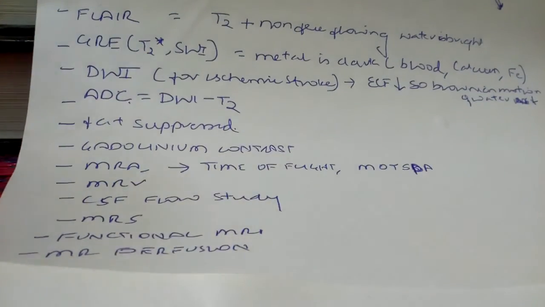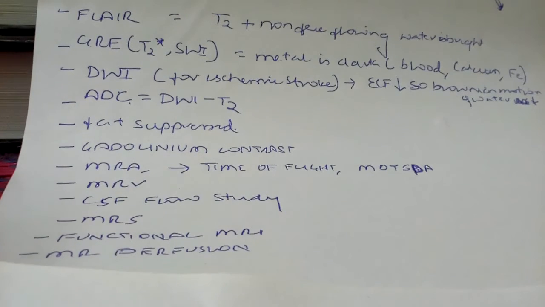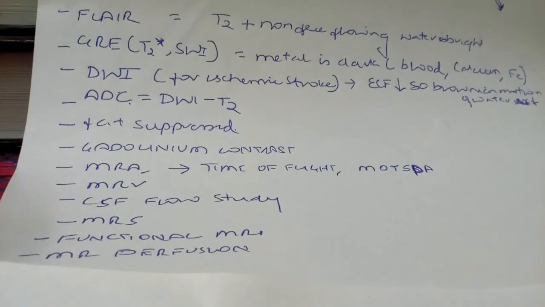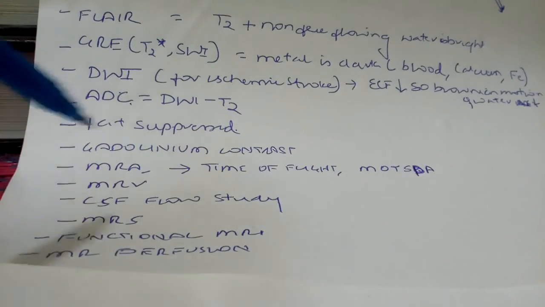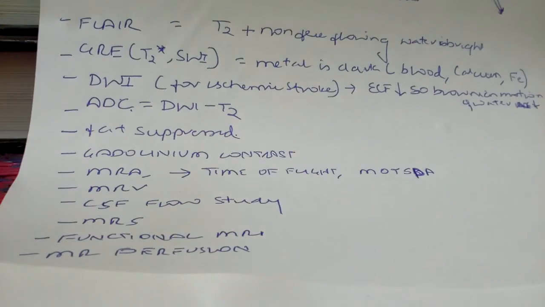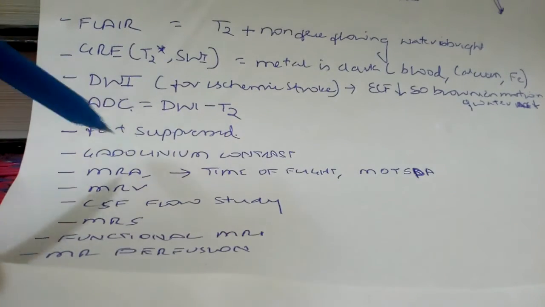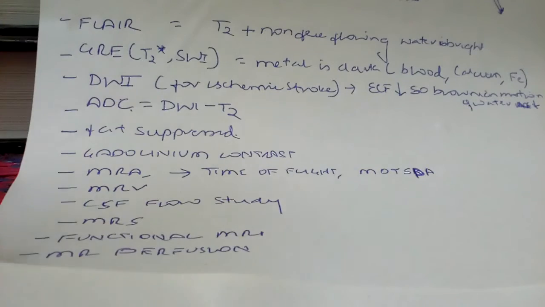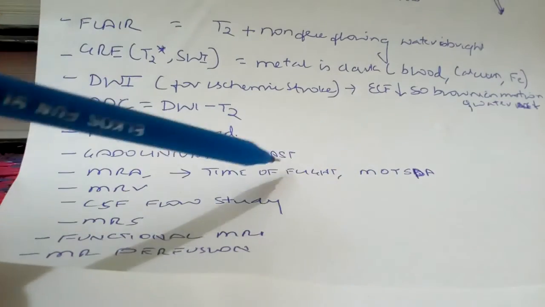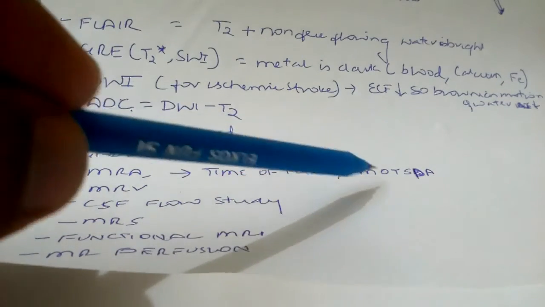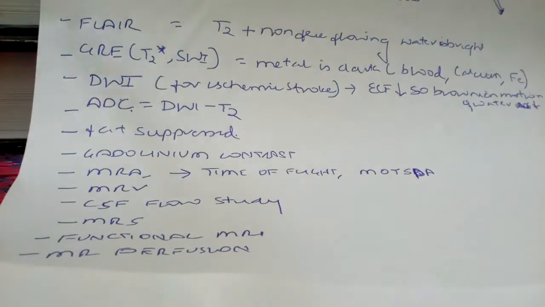Now, time of flight: when short radio frequency pulses are continuously applied, the tissues will get saturated with the magnetic pulse and will stop showing a signal. But the new blood which keeps on coming in, with new RBCs, is not saturated. As a result, it will appear bright, and that is called time of flight. MOTSA is nothing but acquiring multiple time of flight images in thin slabs over a 3D image.